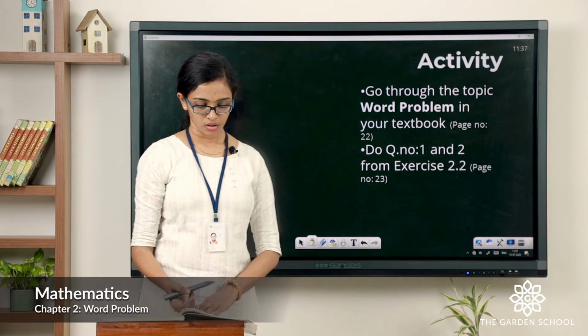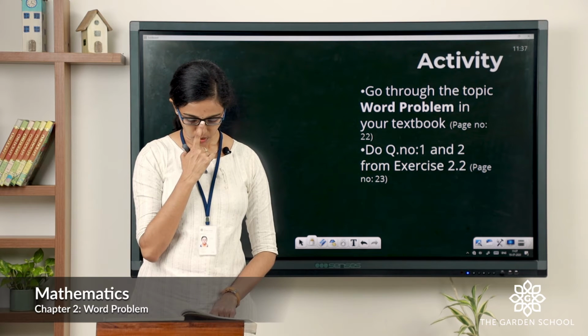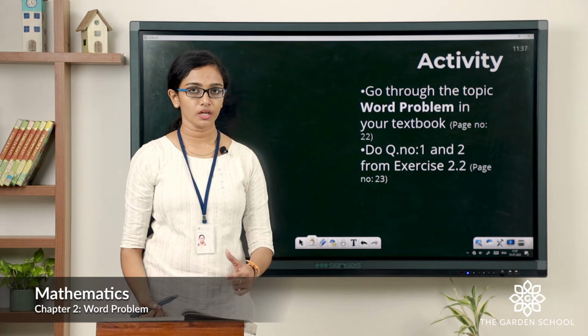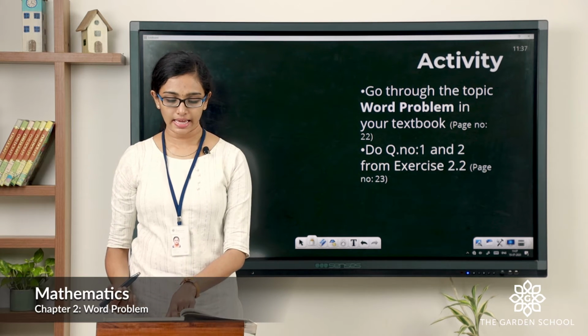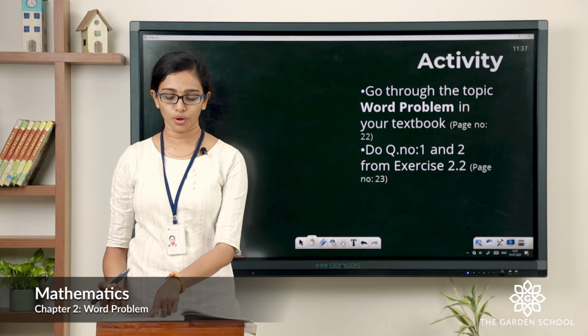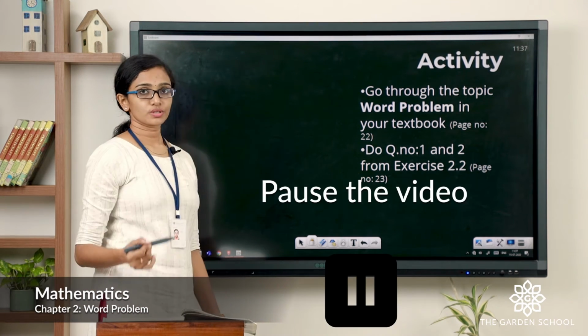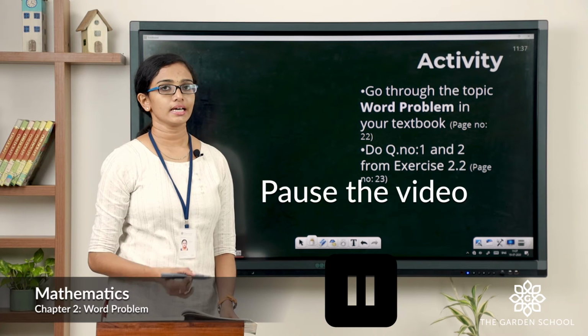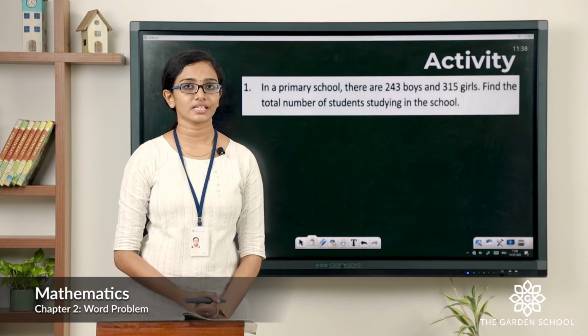Now, all of you please take page number 22 in your textbook. We can see the heading word problem. Please go through that one and do question number 1 and 2 of exercise 2.2 in page number 23. You can pause the video, finish the exercise and come back. Hope you finished writing these 2 questions. Now let's discuss the answers.